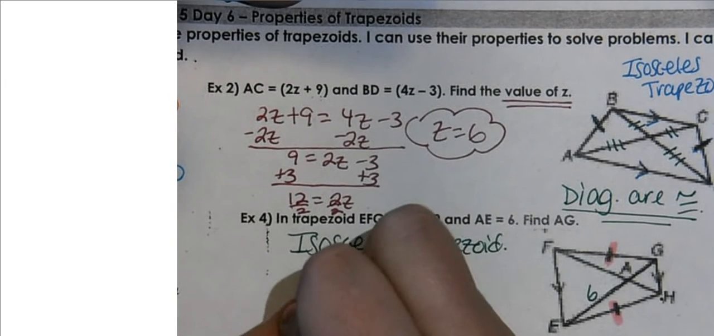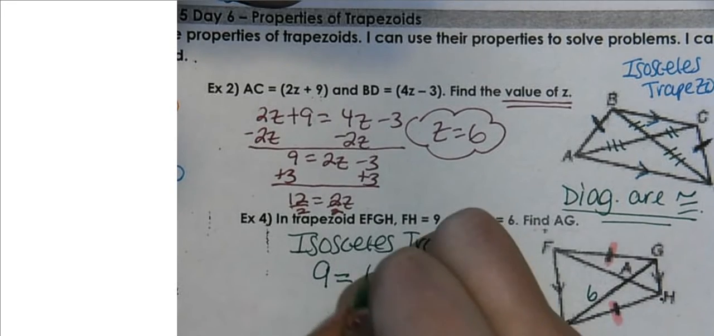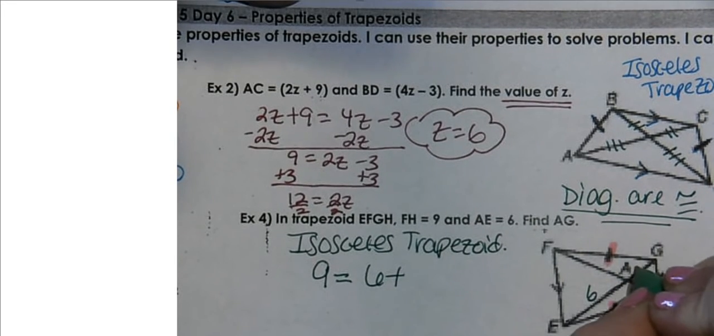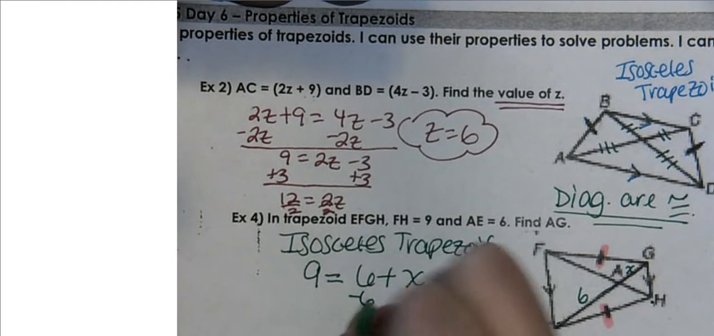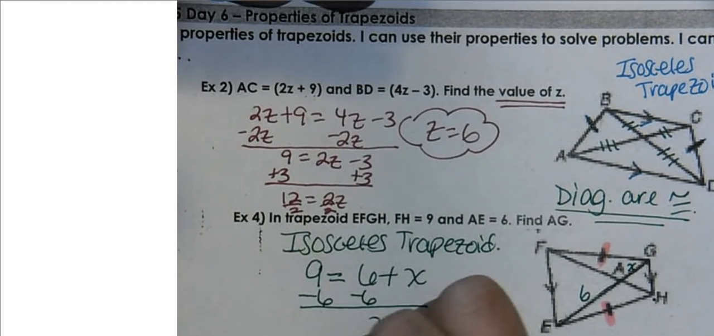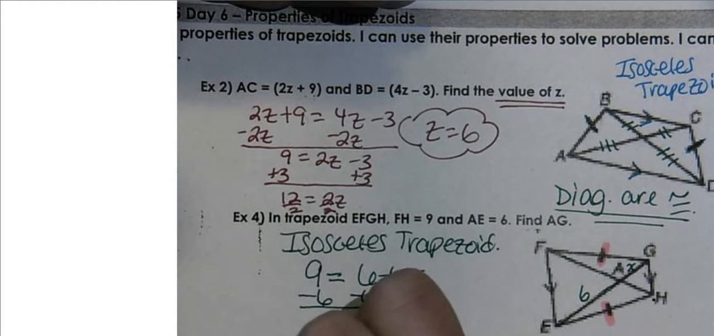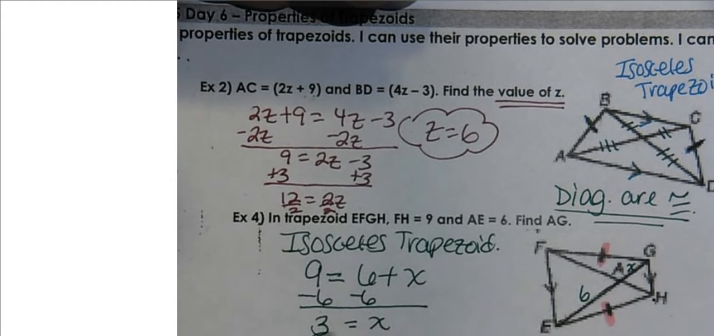So 9 is equal to 6 plus, and I'm just going to call this length right here X. It's equal to 6 plus X. And if I were to subtract 6 on both sides, I would find that X is equal to 3. So therefore, AG is equal to the length of 3.